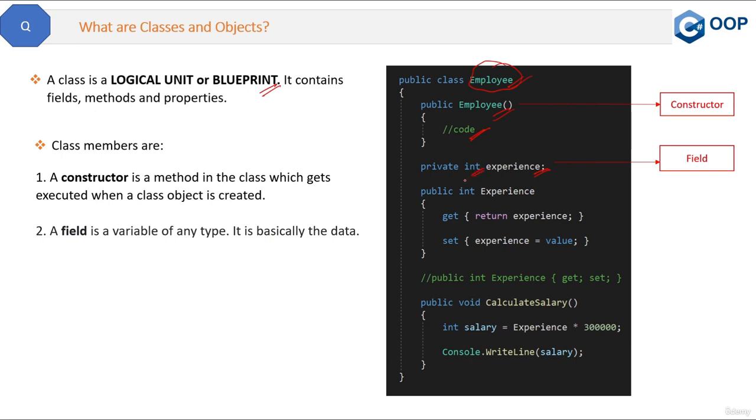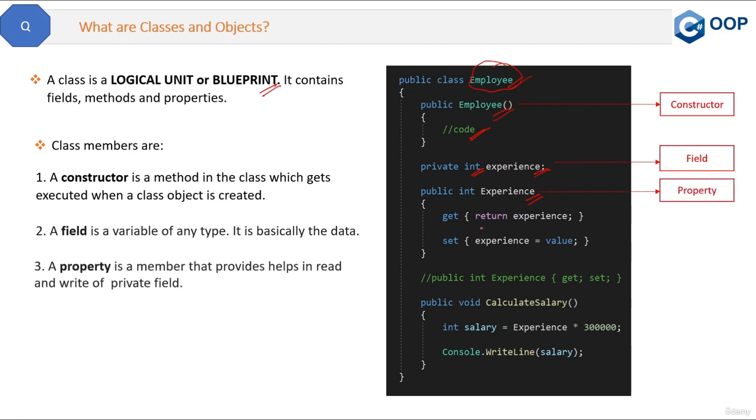Okay. So field is basically data. Next class member is property. A property is a member that helps in reading and writing the private fields. Why do we need property when we already have field? That's because of encapsulation, and that we will cover in detail in upcoming videos.